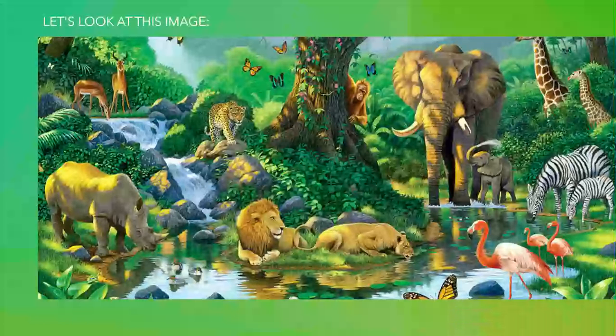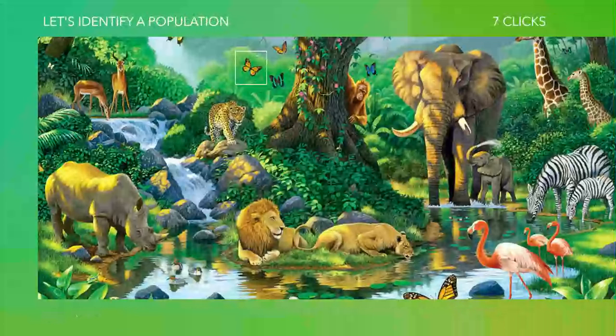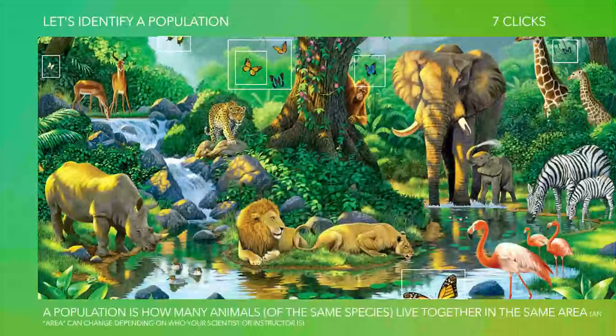So let's look at this image right here. Let's identify an individual. This is an individual right here, this singular butterfly. The butterfly shown inside the box is an individual in this environment. It is one living thing. But let's now identify a population. All these butterflies right here are a population of animals. They are the same species that live together in the same area.